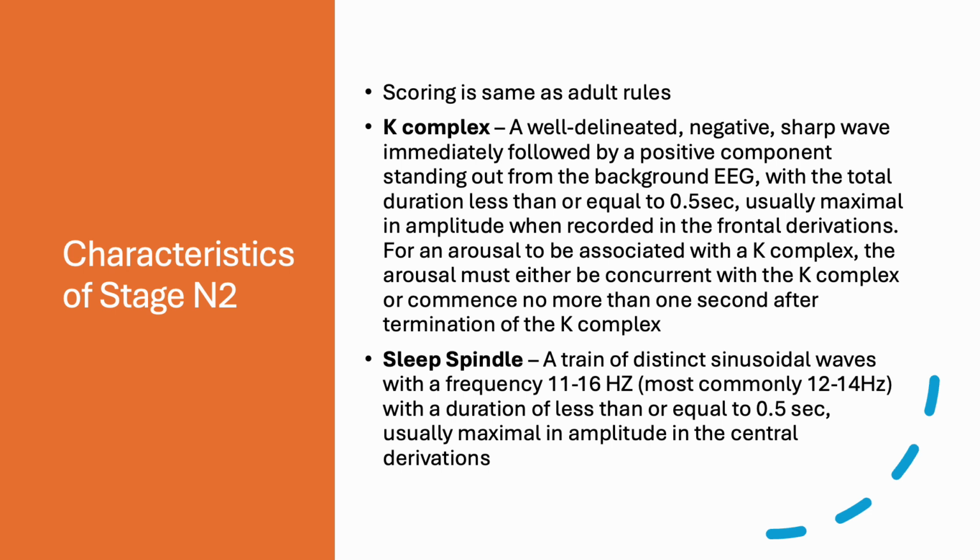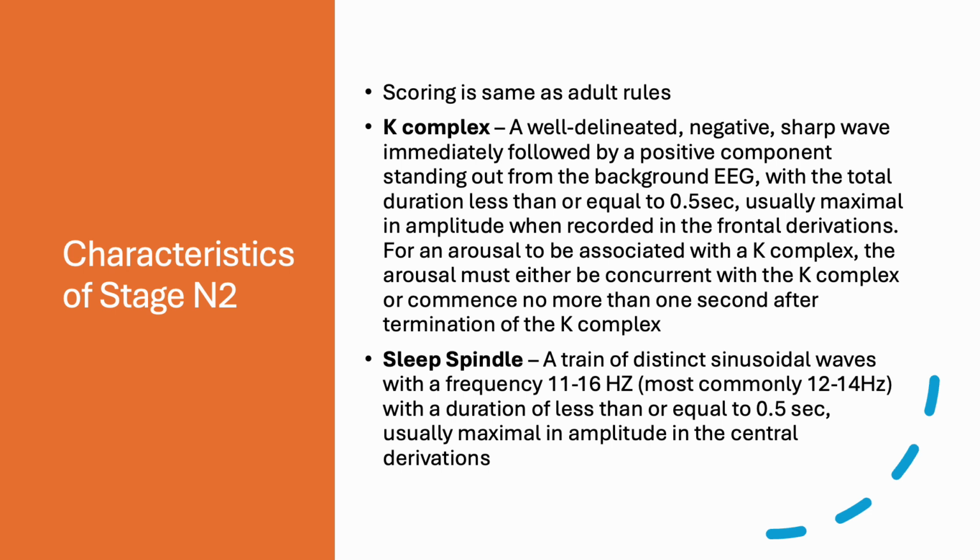Non-REM 2 has the same characteristics and scoring rules as adults. K-complexes are well delineated, negative sharp waves immediately followed by a positive component standing out from the background EEG, with a total duration of less than or equal to 0.5 seconds. And we see them the most in the frontal derivations, the Fs.